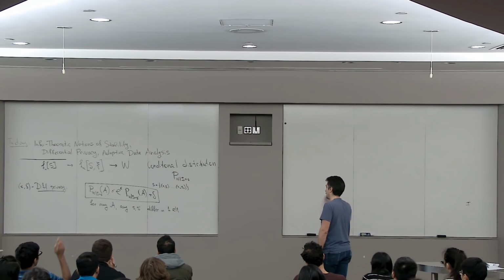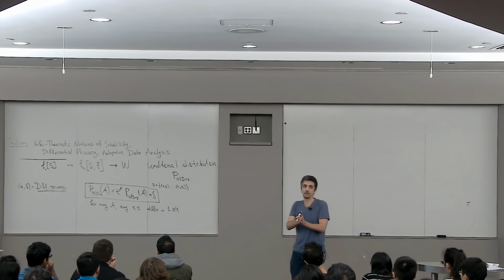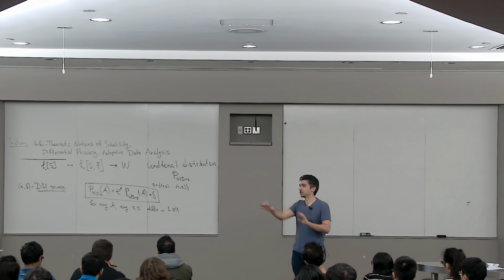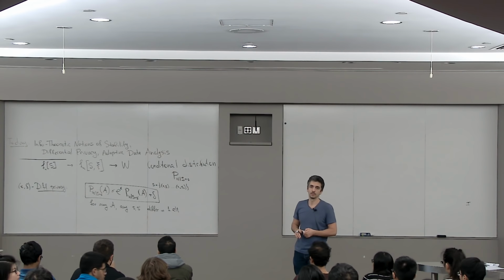Okay, so what I will do is give you a bunch of different notions and some relations between them without proof, essentially. Yes? Why do you use randomized algorithms for studying differential privacy?